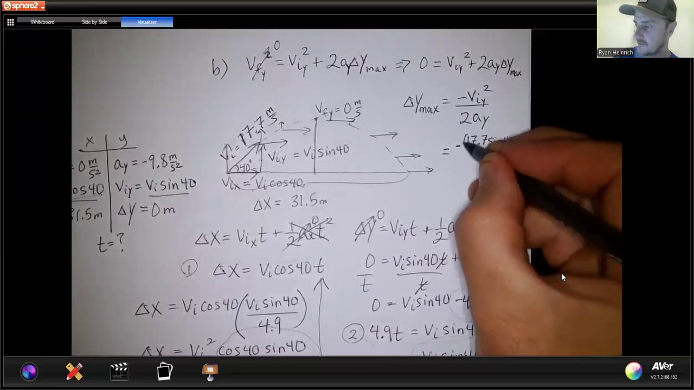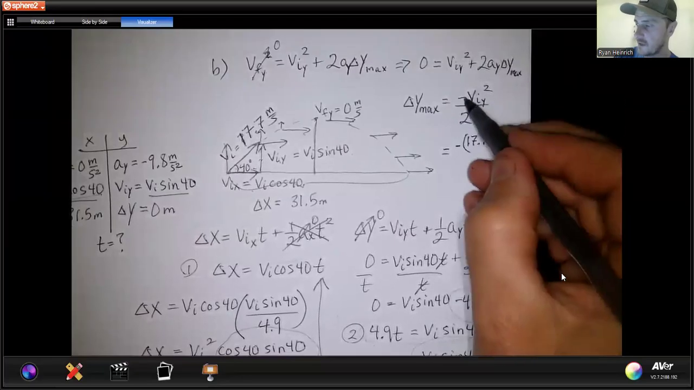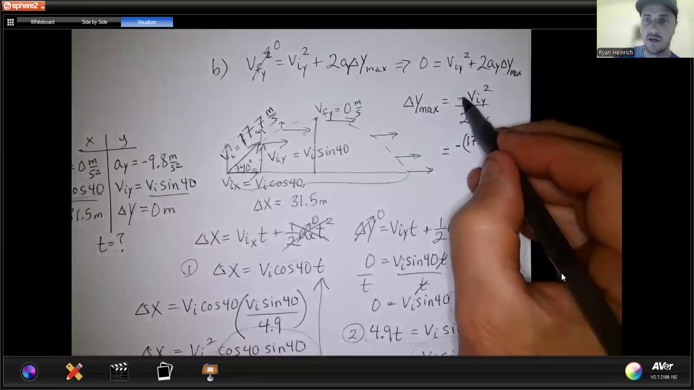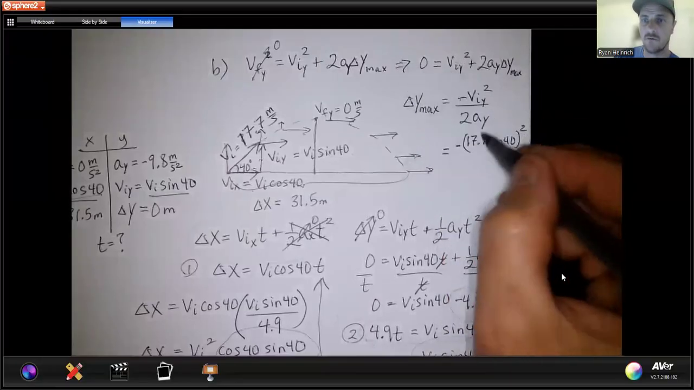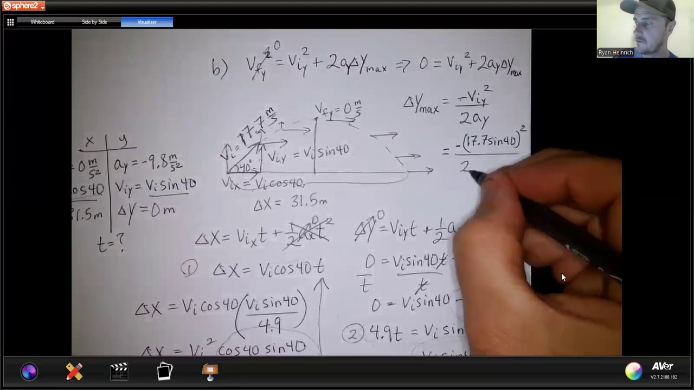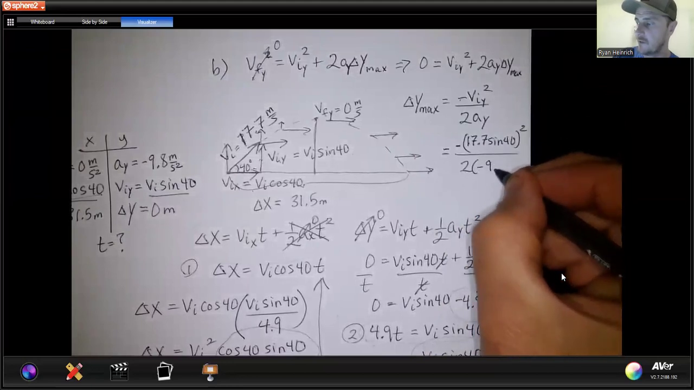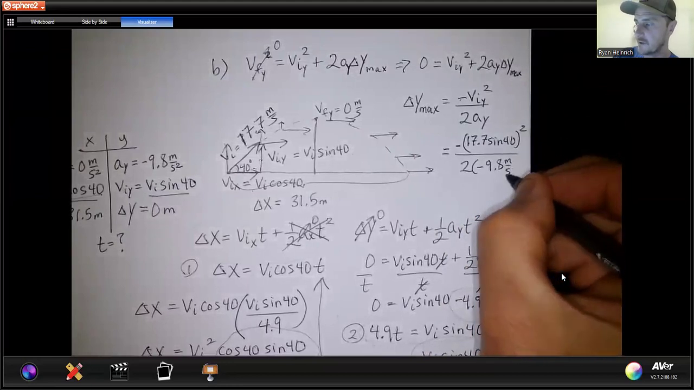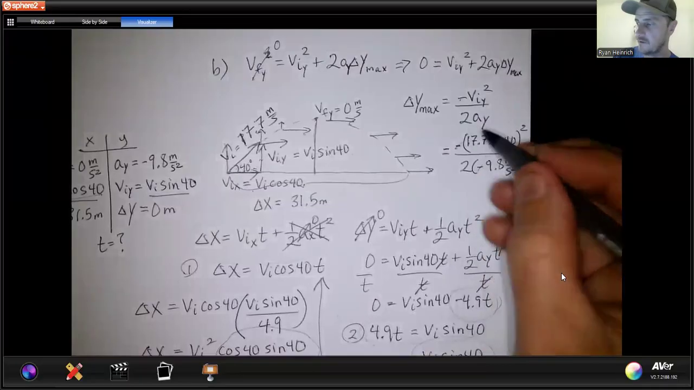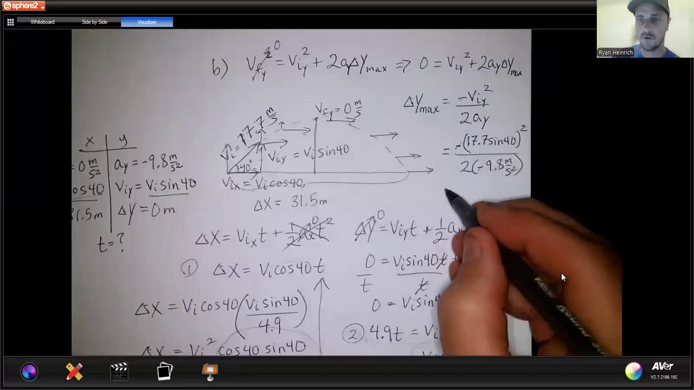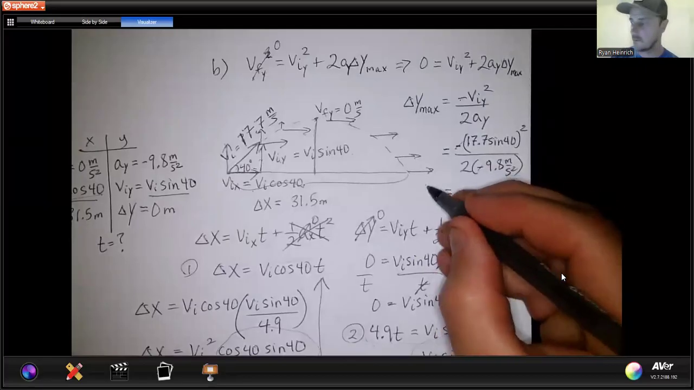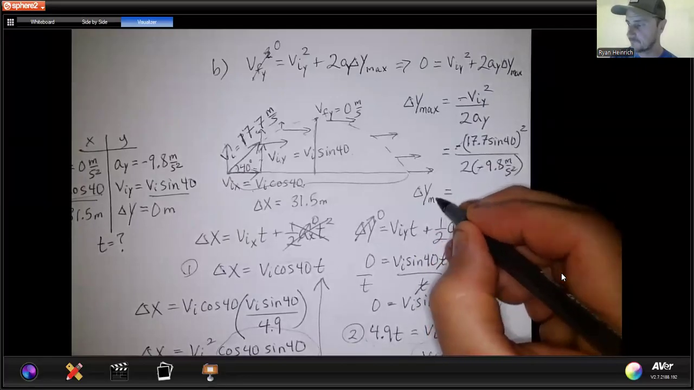And I've said this in past videos. Remember, that square does not apply to that negative. That negative resulted from us subtracting this over. So we just square the VIY divided by 2 times negative 9.8 meters per second squared. You can see right now the negatives are going to divide out. So on your calculator, I wouldn't even bother with putting those negatives in. Let's get our delta y max right now.